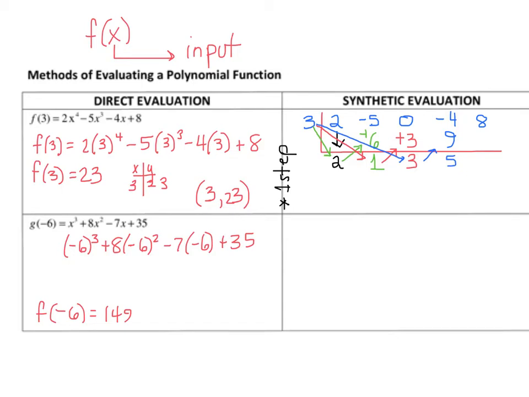I'm now going to take that 3 and I'm going to multiply it by the 5, and I get 15. And if I add those together, I'm going to get 23. So when I input 3, what comes out of my synthetic evaluation is 23. Notice I get the same answer. I get the same answer using direct evaluation or synthetic evaluation.